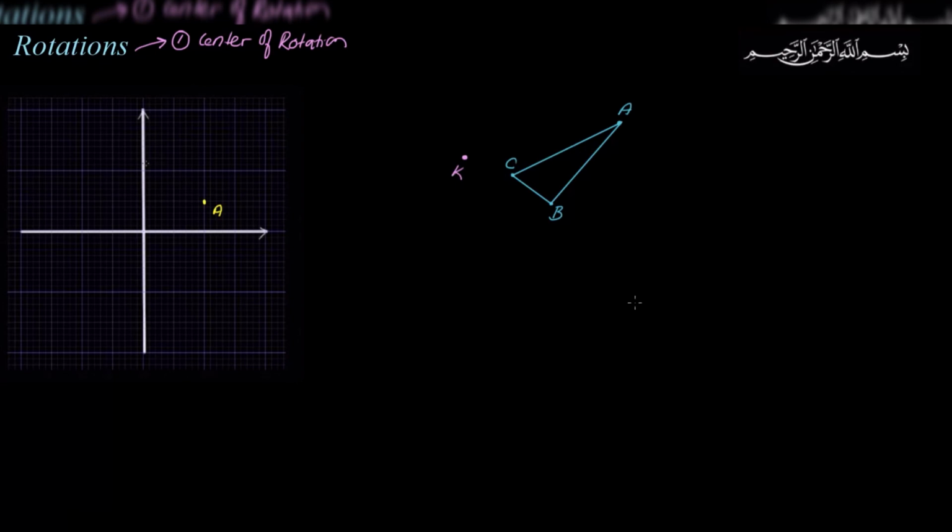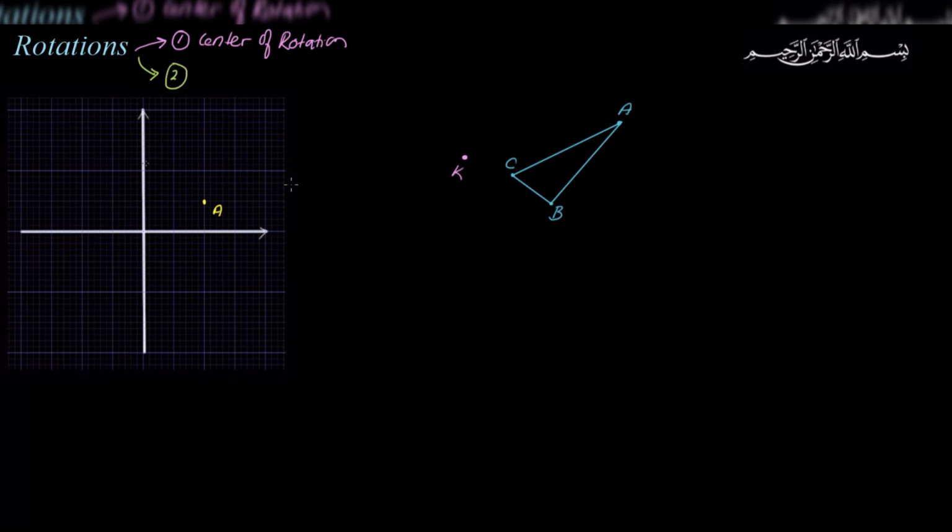So that's the same idea. You always rotate an object about some other point, which is called the center. It doesn't have to be the origin. It's a very convenient point to rotate about, but it could be any other point. Nevertheless, when we talk about rotations, you always have to understand there's a point about which you're rotating, and that point is called the center of rotation.